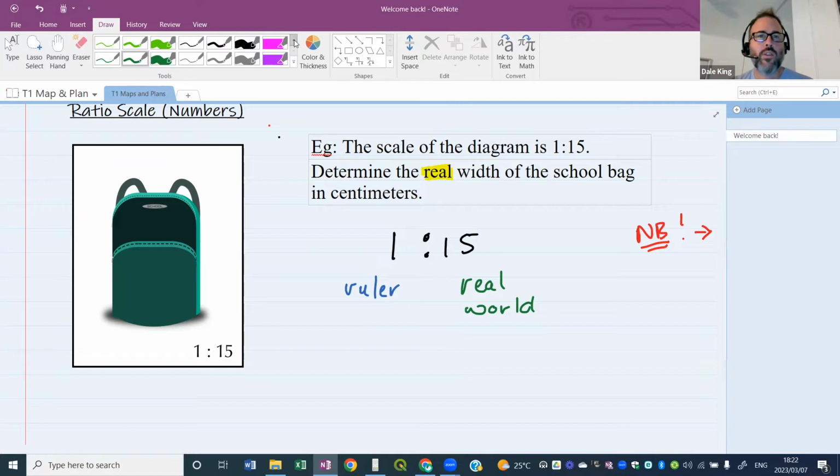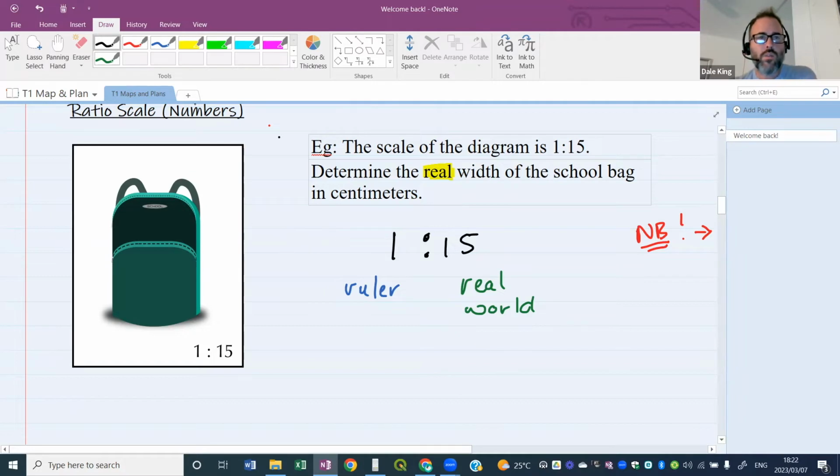1 on the diagram represents 15 in the real world. Now the question is saying, we want you to tell us what is the real width of this bag. The key here is to look at the word real. If we look at the diagram, this isn't the real size of the bag. We need to calculate how wide this bag actually is.